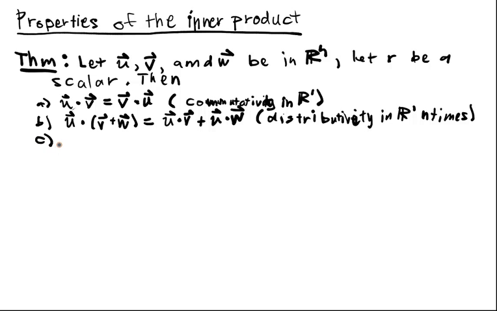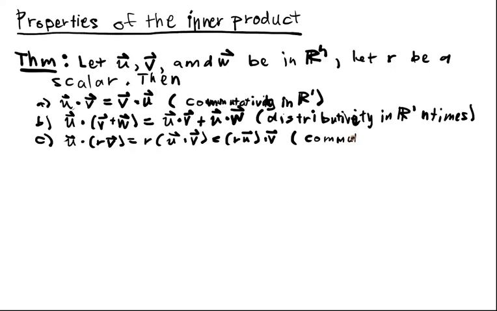Part C is that if we take U and dot it with R times V, well, this is equal to R times U dotted with V. And it's also equal to RU dotted with V. And this follows by commutativity. And the last one you get essentially by associativity in R1, of course.